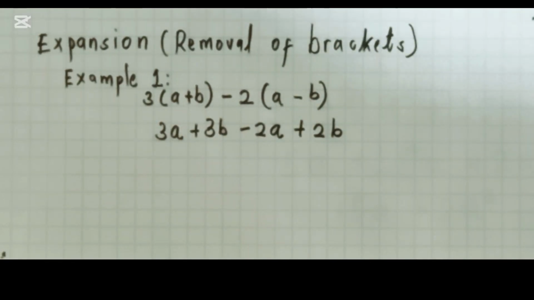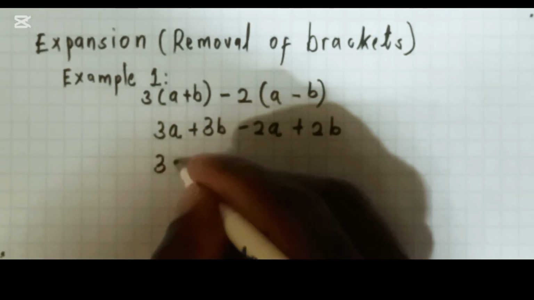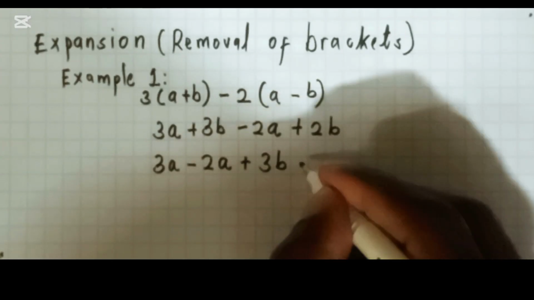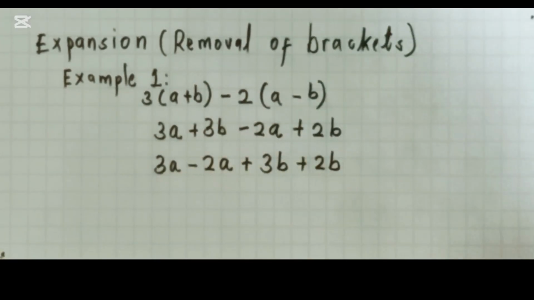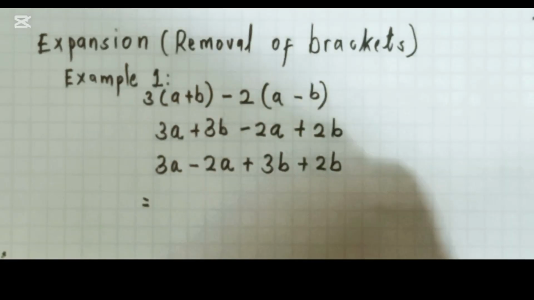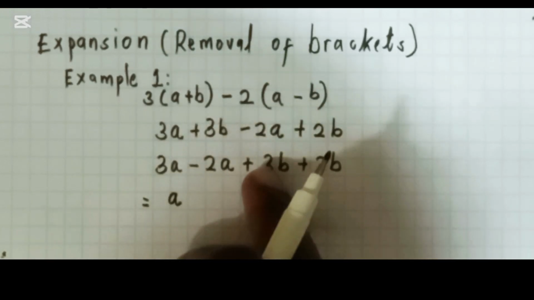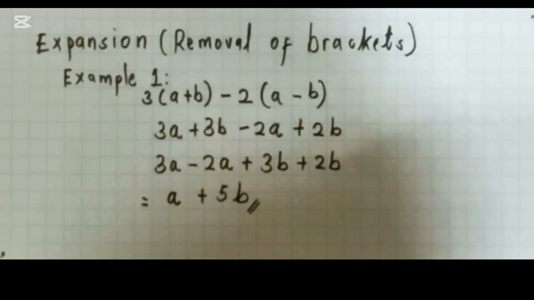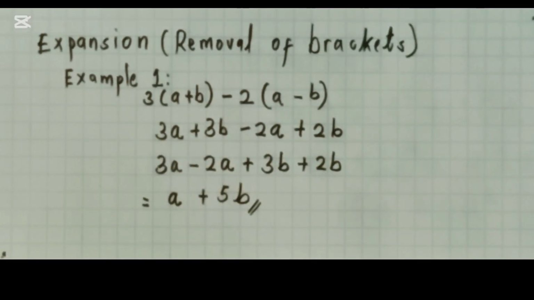We've expanded this particular problem, but we won't leave our answer at this point. To complete this problem, we're going to have to simplify it further, and that will mean that we collect like terms, add and subtract where necessary. So note 3a minus 2a are like terms, and 3b plus 2b are like terms. Adding that, 3a minus 2a gives us a, and 3b plus 2b gives us 5b. And that is the solution to that problem. Let us look at another example.